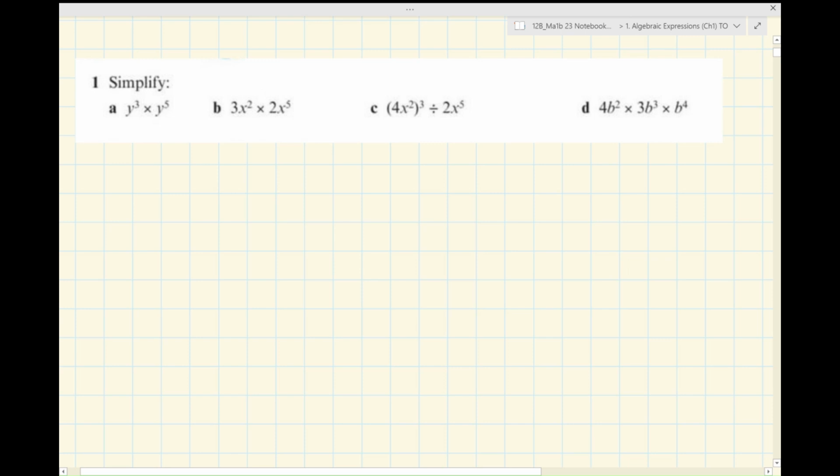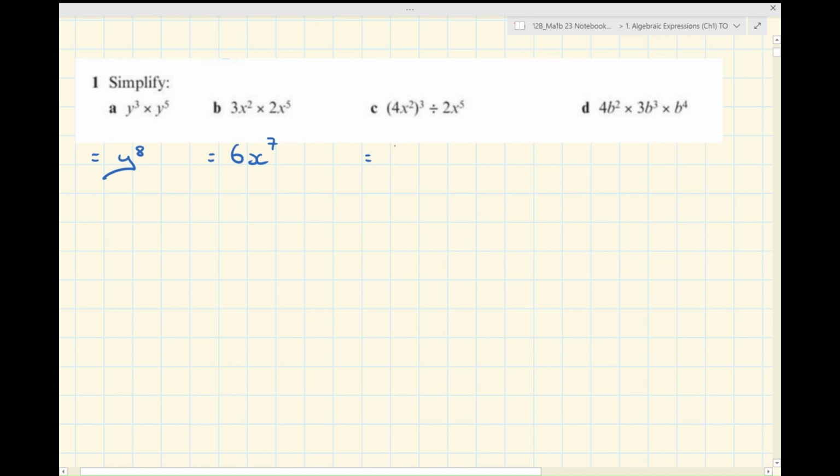This is the mixed exercise at the end of chapter 1. Okay, question 1. I've got y cubed times y to the 5. I'm multiplying, so I simply add the indices. In part B, I've got 3 times 2 is 6. X squared times x to the 5, add the indices, gives me x to the 7.